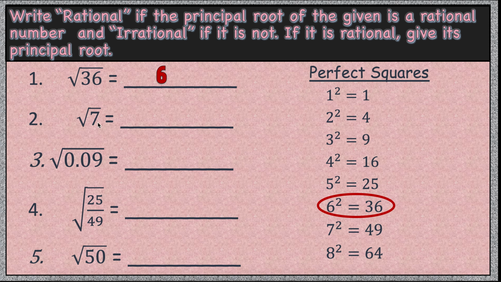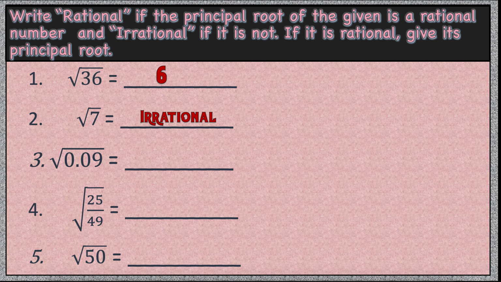Next, number 2, the square root of 7. 7 is not a perfect square. It is just between 4 and 9. So it is irrational. Next, the square root of 0.09. The principal root is 0.3. So it is still rational. It is a terminating decimal, so it is rational.